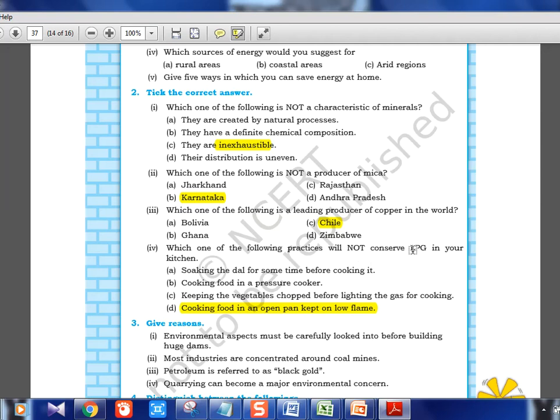So this is about chapter 3. Chapters 4 and 5, I think, are agriculture and industry. I'll try to do them together. And then one more chapter is about human resources. So 2 more videos I'll make, and this class 8 will be done.